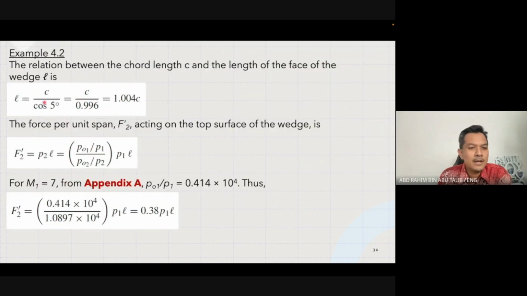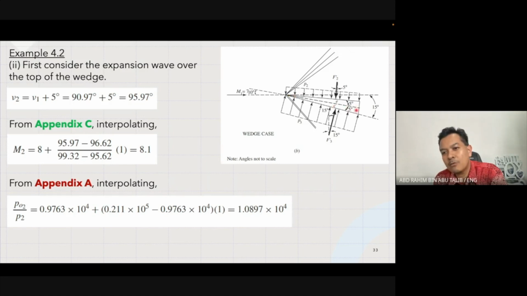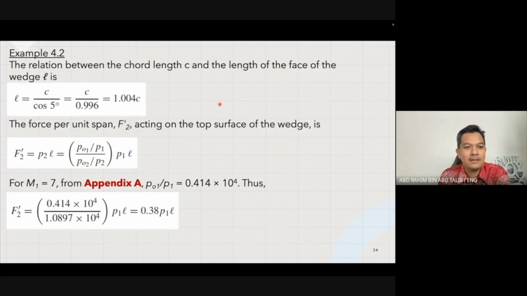So you then can find L equal to chord length C divided by cos 5. So you can then get the length of the face of the wedge itself, which is equal to C over 0.996, which is cos of 5 degrees. You can try to zoom in there: basically you have the dotted line there, and the face of the wedge itself. You want to find what is this dotted line, so you use cos 5 degrees to get the value of this dotted line and the L line, L length.